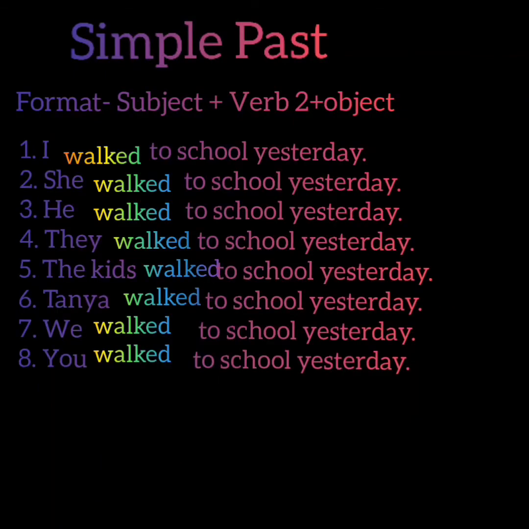Here we can say that simple past, the format is subject plus verb 2 plus object. So the verb is walked. How can we write? I walked to school, she walked to school, he walked to school, they walked to school. The kids, kids are plural, the kids walked to school. Tanya is a singular name. Tanya walked to school. We walked to school and you walked to school.